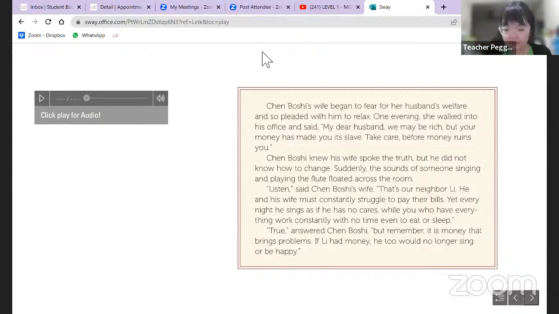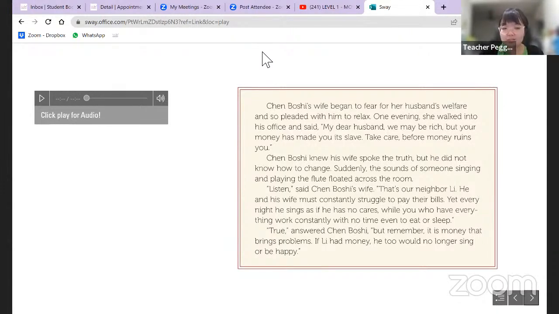Of course, Chen Boshi's wife started to worry about her husband. Because when you always keep busy and do not eat on time, your health will also be affected, right? So his wife started to worry. What she did, she walked into his office and said, "My dear husband, we may be rich, but your money has made you its slave."